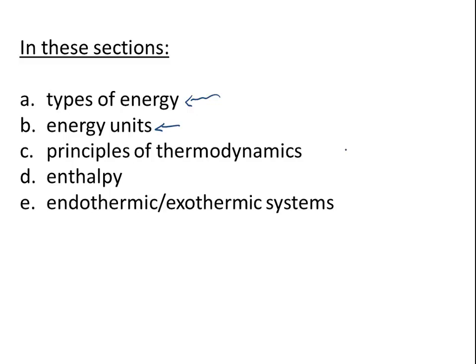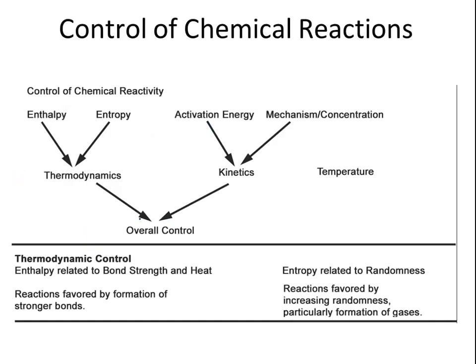We're going to look at energy units, which is a simple kind of housekeeping chore. Then we're going to do a quick overview of the principles of thermodynamics, and then we're going to get into things that are of particular use for us in chemical systems, and that is the concept of enthalpy, which is a way of measuring energy changes in the laboratory, and also then categorizing reactions as either endothermic or exothermic type reactions.